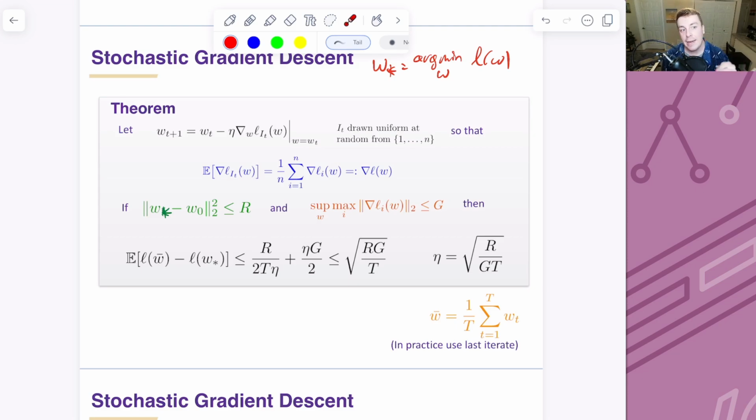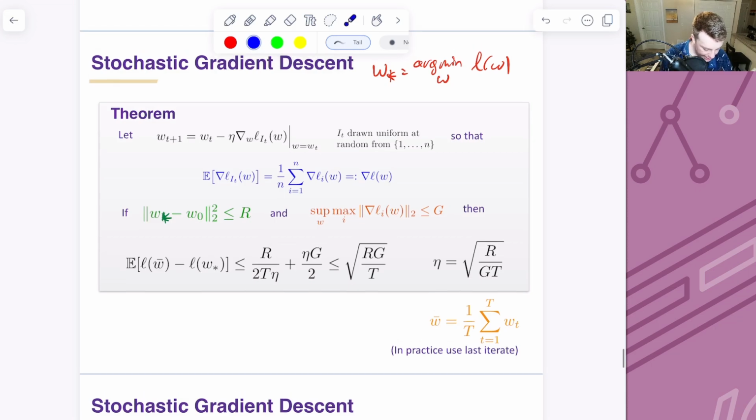Now, if you set eta to minimize this upper bound, to get the smallest upper bound, you can choose eta carefully. The way to do this is to take the derivative with respect to eta, set it to 0, and minimize. If you choose eta to be the square root of R, the starting distance from the optimal, over G T, G again the maximum gradient and T the running time of this algorithm, then this formula is upper bounded by the square root of R G over T. Again, think of R G as a constant.